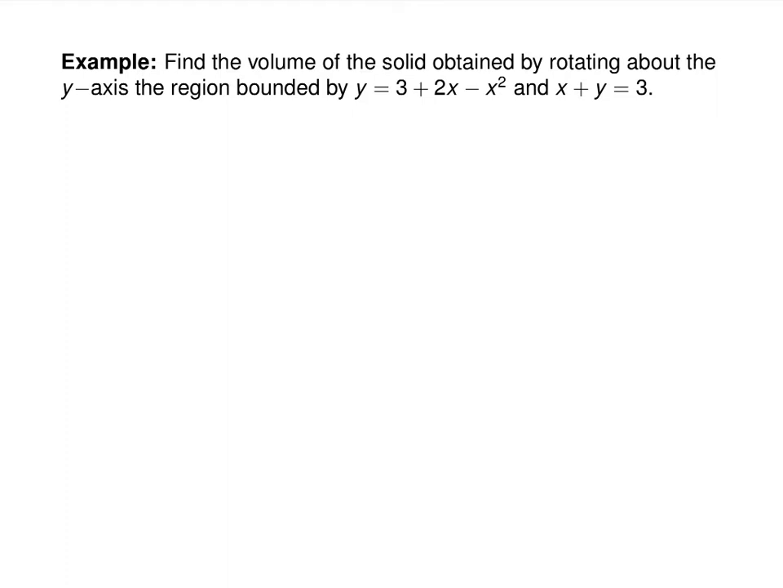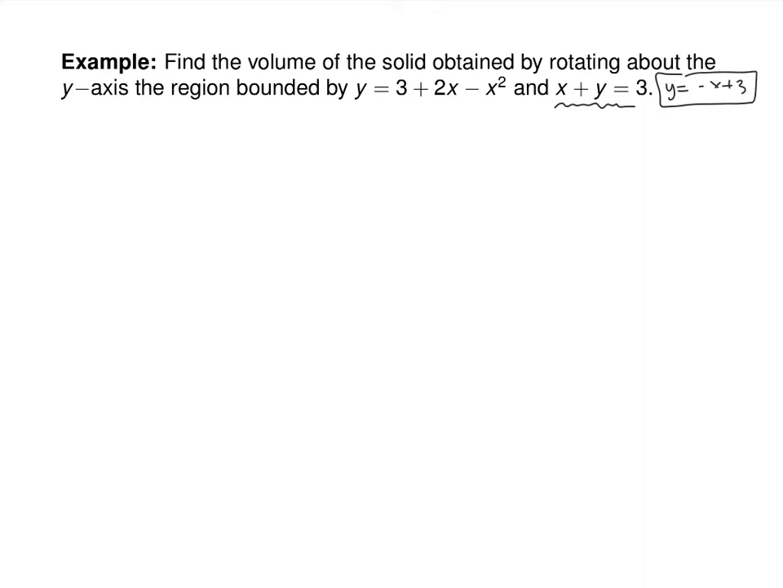All right, next let's deal with one where we have our height function looking a little bit different. So find the volume of the solid obtained when you rotate the region between y equals 3 plus 2x minus x squared and x plus y equals 3 about the y-axis. So first you have to graph these, and while graphing x plus y equals 3 is not very hard, just express it as y equals negative x plus 3 and use the slope and the intercept.